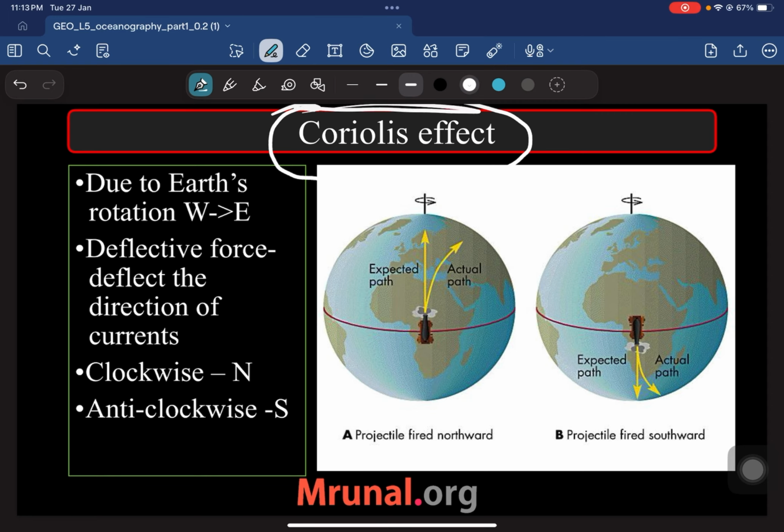Please focus. Coriolis force is formed because of the rotation of Earth. Does Earth rotate from east to west or west to east? Earth rotates from west to east. When it is rotating, I will give one example and tell you the exact meaning of Coriolis force.